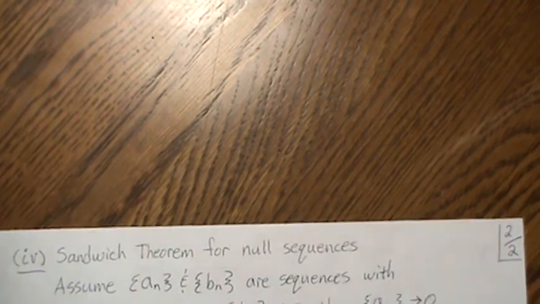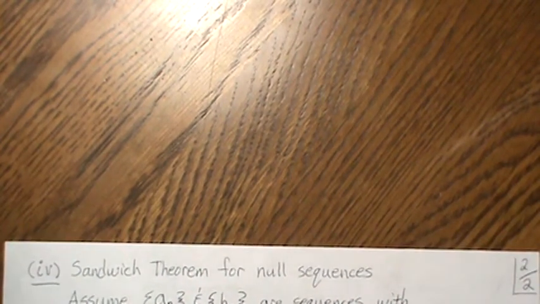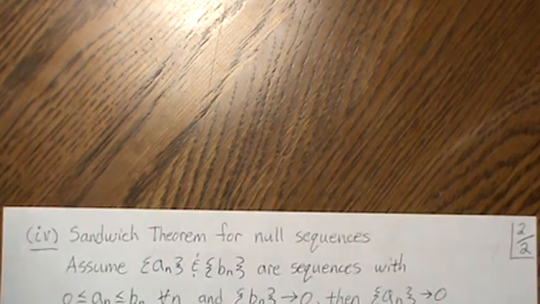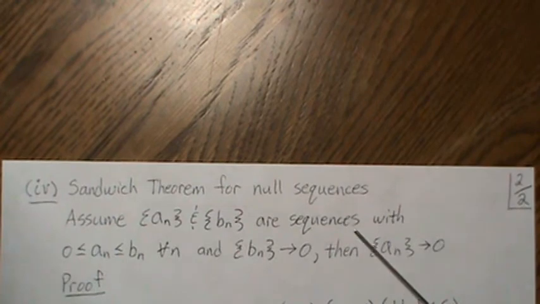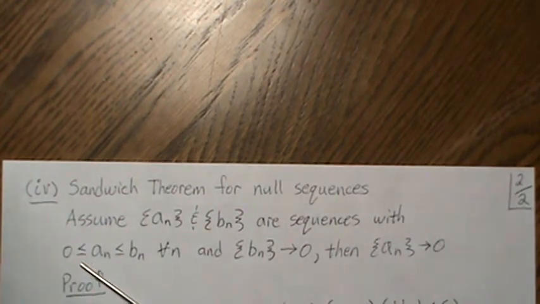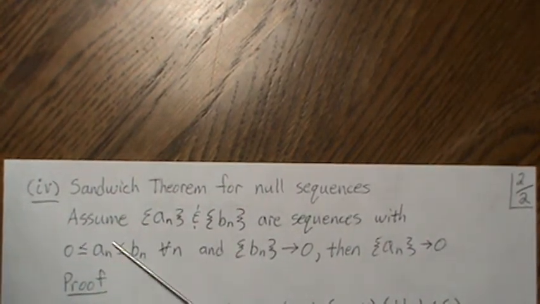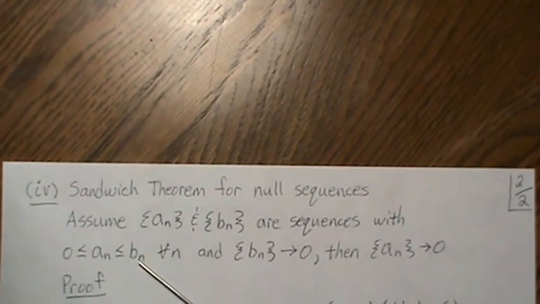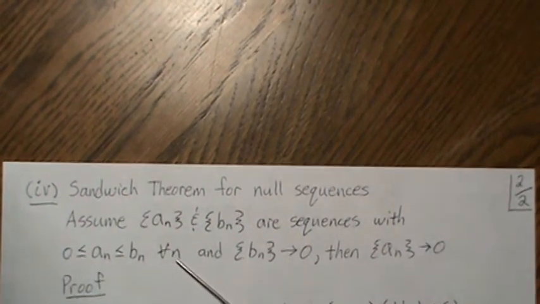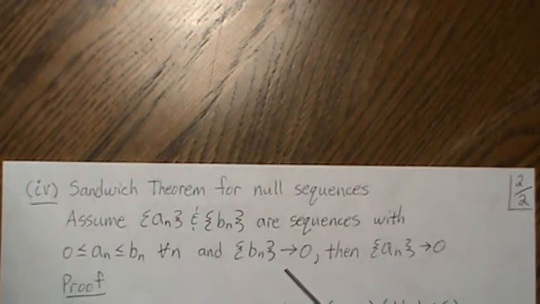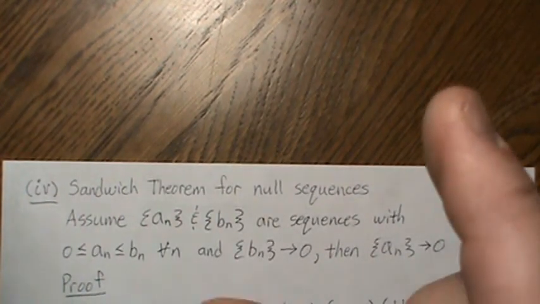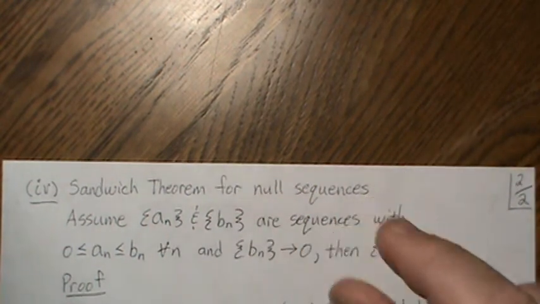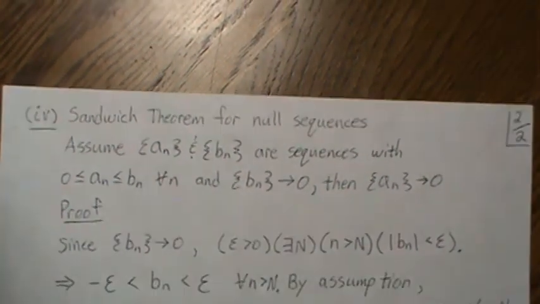Now this next property or theorem has a name. They call it the sandwich theorem for null sequences. So let's assume a_n and b_n are sequences with this property. They're all non-negative, and b_n is always greater than or equal to a_n. This is for all n. And b_n converges to 0. Then the sequence a_n also converges to 0. So you can kind of see that it's being pinched down to 0.